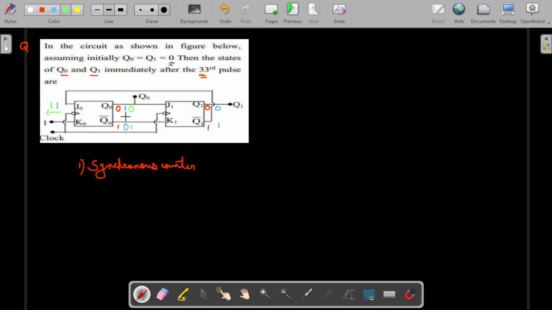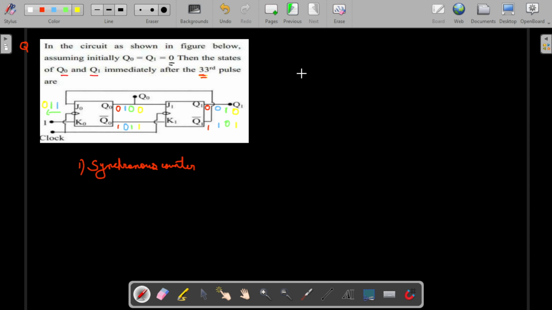When 1 is given to J and 0 is given to K, this state will be set to 1. So 1 and 0. Okay. So let's take the last one. Here 0 is coming. If 1 and 0 is coming here, then this will be changed to 0, so this will be 1. If 0 and 1 is given, then again this will change to 0 and 1. So this is what the different states look like.